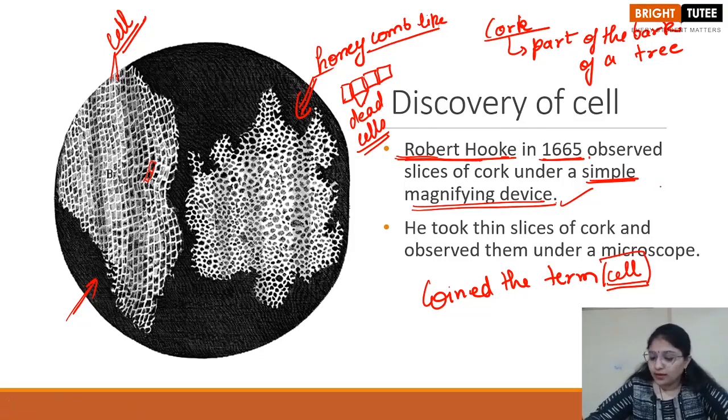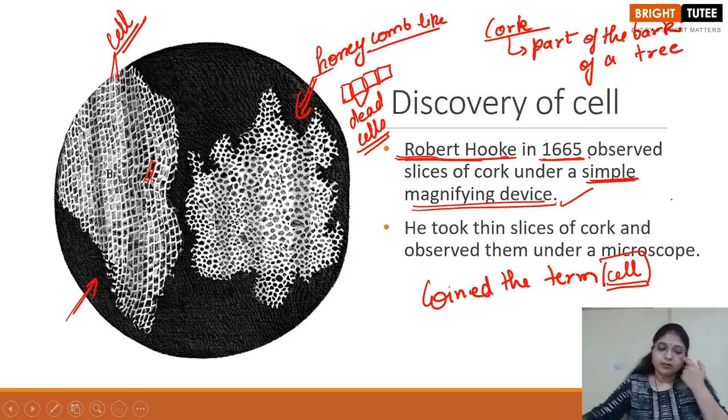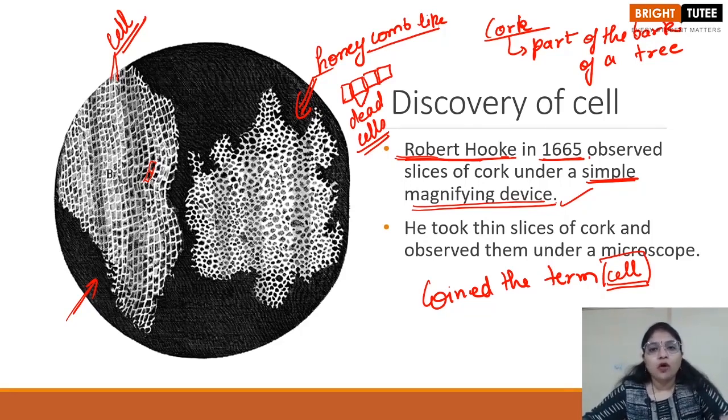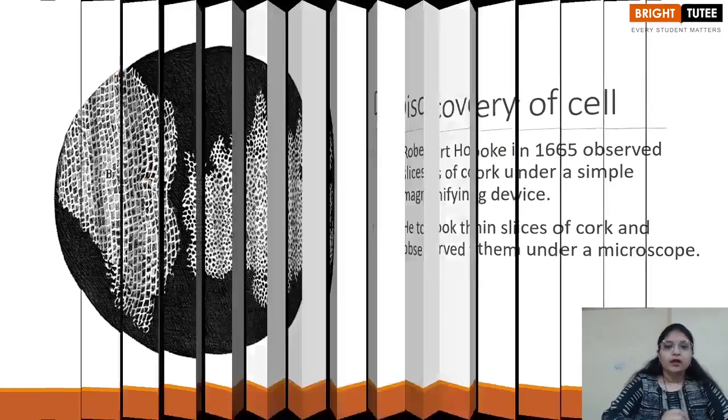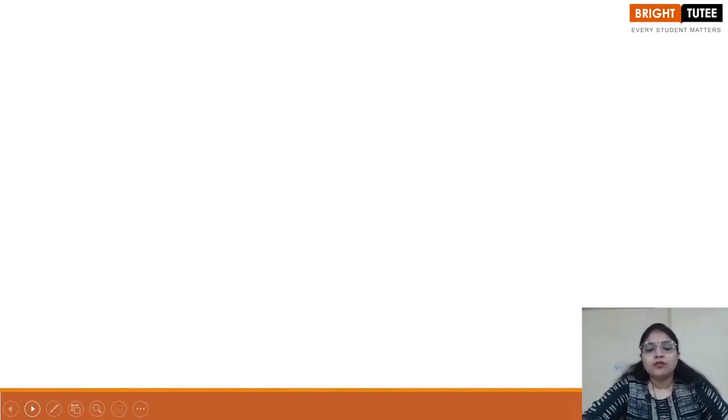right? So in this way, the discovery of cell was made, and always remember, the first discovery of cell was of the dead cell, right? And later on, Leeuwenhoek was the one who discovered the living cell, and those were the bacterial cells, right? So this was how the discovery of cell was made.